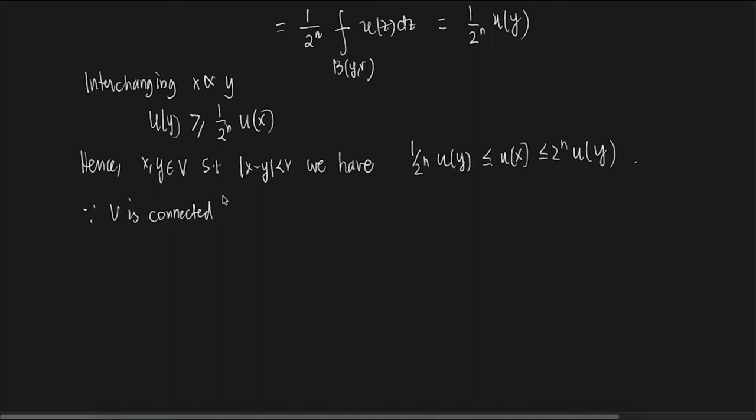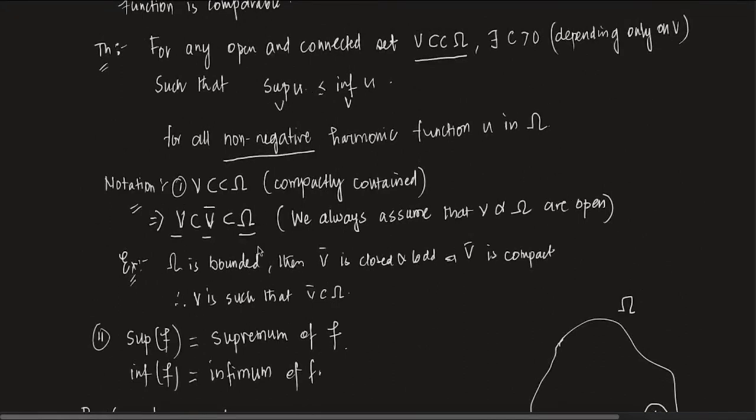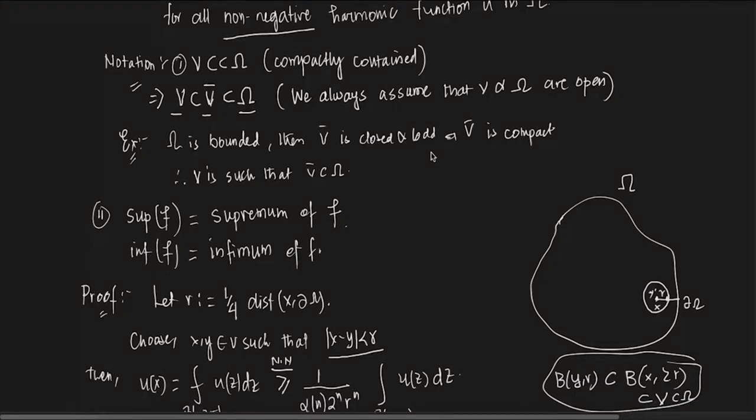Since V is connected and V bar is compact. Why is V bar compact? Because you remember, what I said is V is compactly contained in omega. This is the definition. It means that essentially V is contained in V bar, which is bounded, and is contained in omega. So basically, compactly contained means V is contained in a V bar which is compact and is contained in omega. That is called a compactly contained set. Maybe I can write it here.